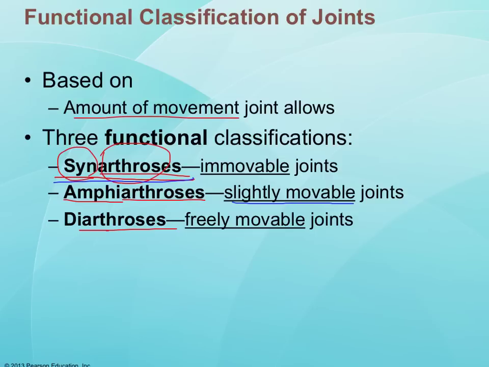Okay, so the freely movable joints are diarthrosis. Di for complete, like in diarrhea, which means discharge completely. That's what diarrhea means literally. And our elbow, knee, and hip joints, those joints in our limbs, are able to move freely, so they are diarthrosis. So this is the functional classification of joints.